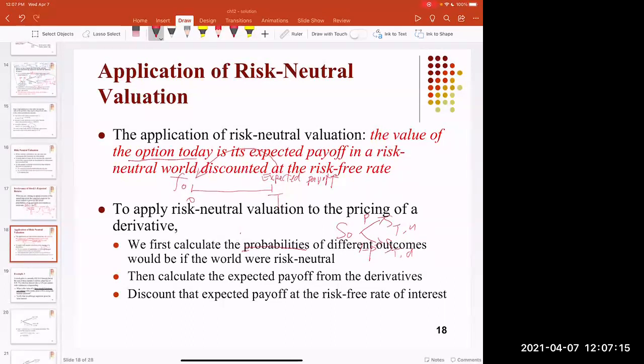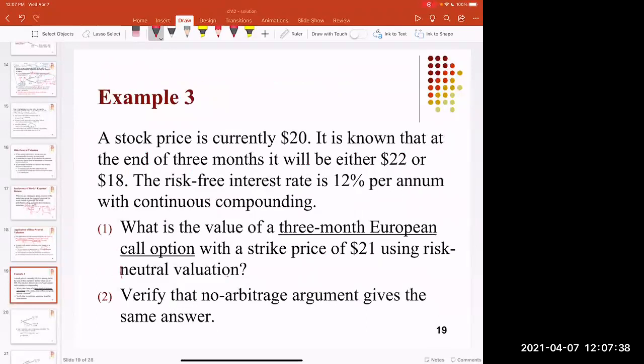So first we calculate the probability of the different outcomes in a risk neutral world. Then we calculate the expected payoff from the derivative, and discount the expected payoff at the risk-free rate. That's the option price today. Okay, so let's see an example and how we apply this valuation. We're going to do two steps, rather than three steps.